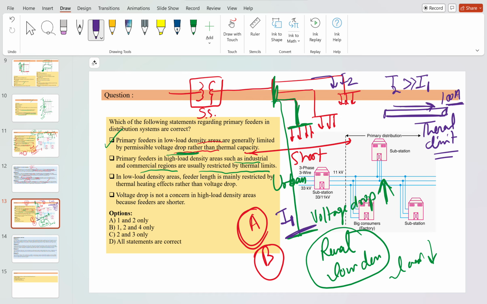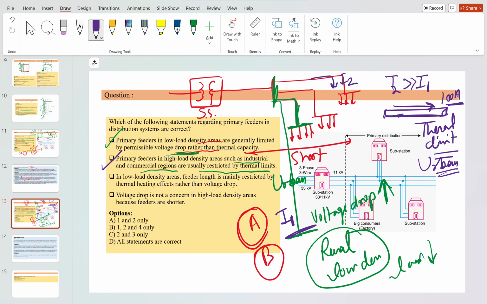So that is also correct when you have the high load density areas such as the industrial and commercial regions, and these are the urban areas basically. There the thermal limit is the major criteria to define the current capacity, what wire will be there, what radius of wire will be there. So the second option is correct.